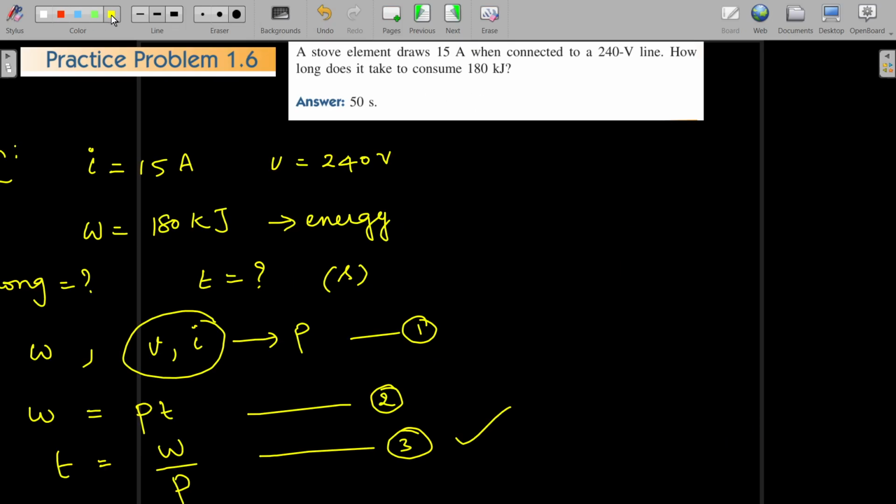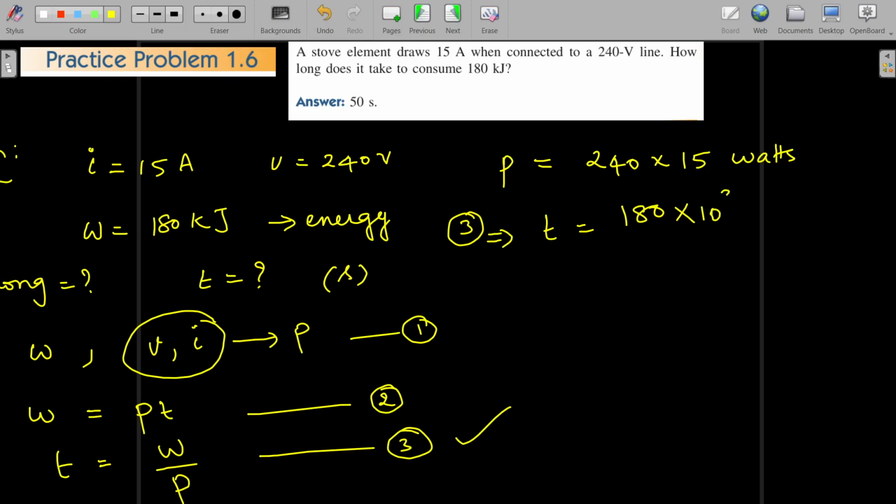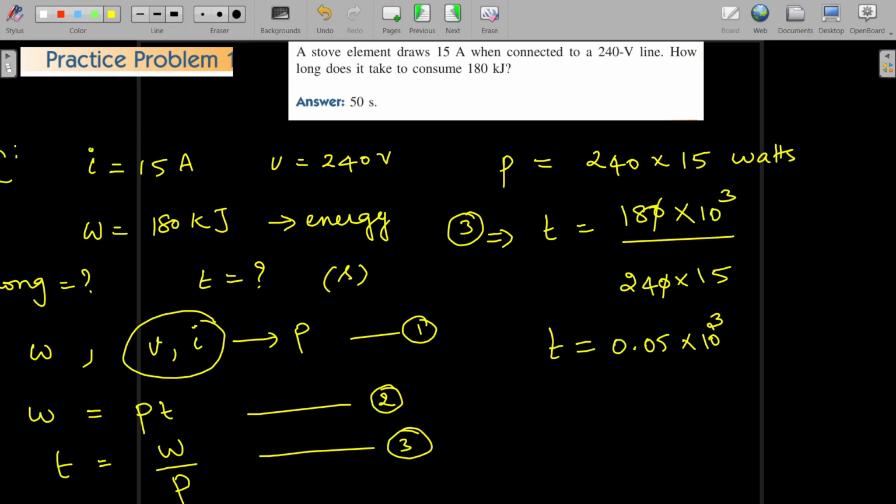So first let's start with calculating this power. P is equal to V into I. V is 240 volts multiplied by the current. Current is 15 amps. I'll keep this as such in watts because we can substitute this P into the third equation. So T is equal to W by P. What is the W value? W is 180 kilojoules. So it is 180 into 10 power 3 joules divided by power, which is 240 into 15. So we get T is equal to 0.05 into 10 power 3. That means T is equal to 50 seconds. Okay, so this is the answer.